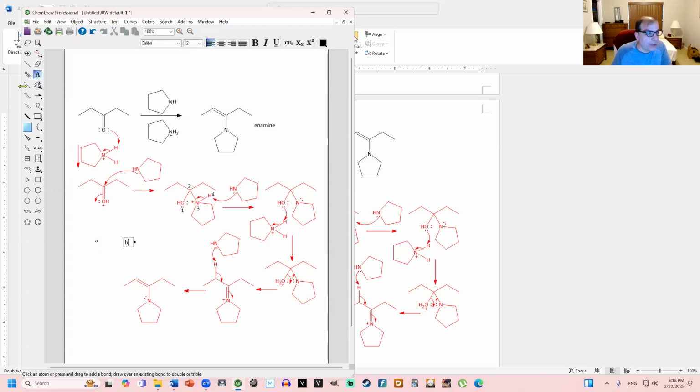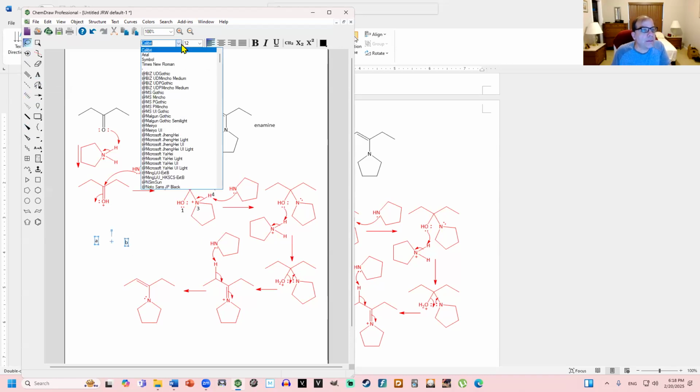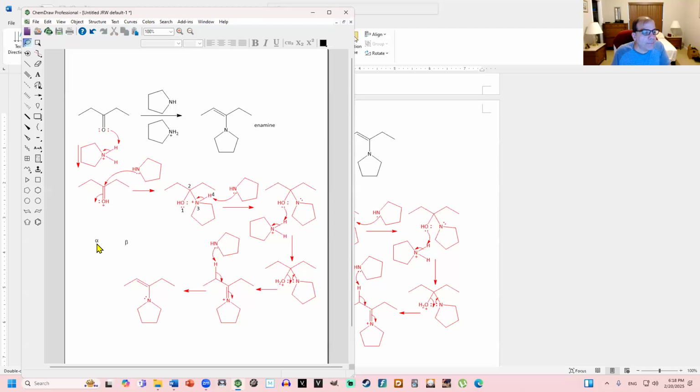Let me get myself an alpha and a beta over here. So remember, the alpha carbon is going to be the one that's next to the nitrogen, and the beta carbon is going to be the next one out. So when you're forming an enamine and you're looking for a place to pull a proton off, it is always going to be the carbon that's beta to the nitrogen. Always. There are no exceptions.